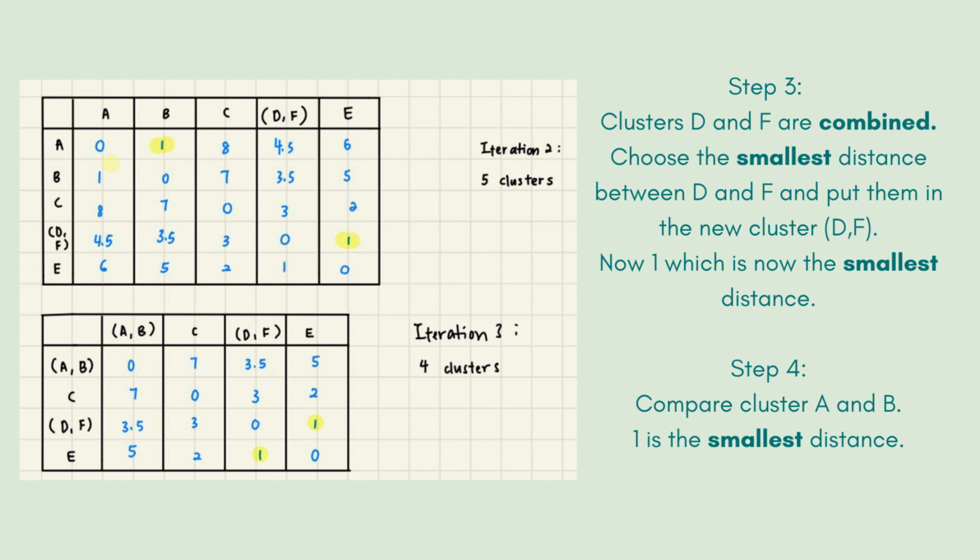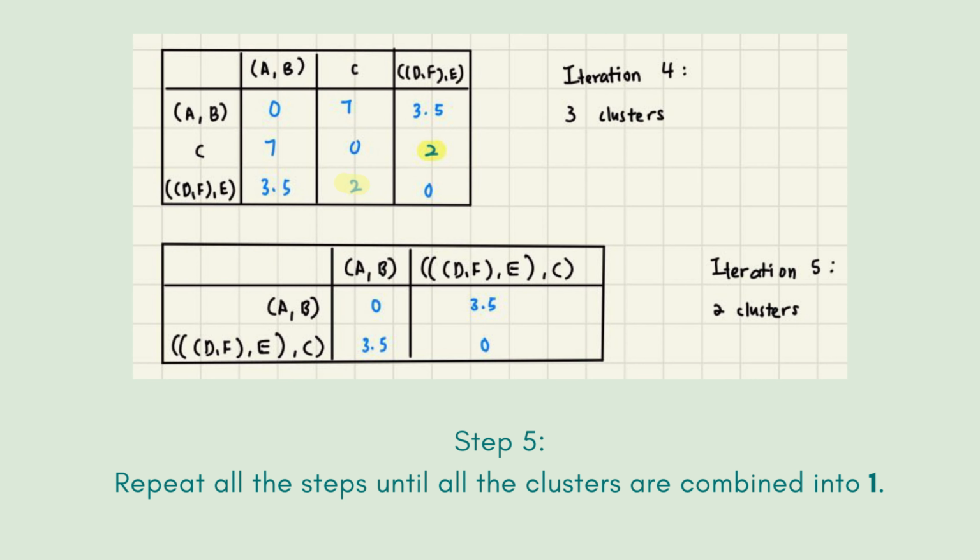Now cluster DF will have new numbers, which is compare D and F and take the smaller distance. Other clusters remain the same. Now take the smallest distance, which is 1 from cluster DF and cluster E. In iteration 4, compare the smallest distance between cluster DF and cluster E and put it into the new cluster. Repeat the steps for iteration 5 and stop when you get only one cluster left.